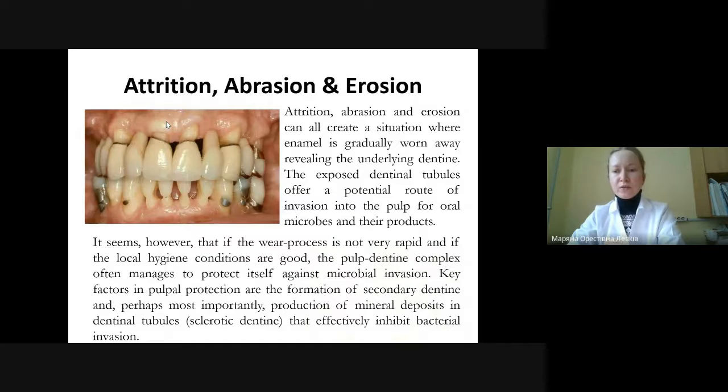Attrition, abrasion, and erosion all create a situation where enamel is gradually worn away, revealing the underlying dentine. This pathology is also typical during conventional examination of the dental patient. It seems, however, that if the wear process is not very rapid and if the local hygiene conditions are good, the pulp-dentine complex often manages to protect itself against microbial invasion. Key factors in pulpal protection are the formation of secondary dentine and, perhaps most importantly, production of mineral deposits in dentinal tubules that effectively inhibit bacterial invasion.